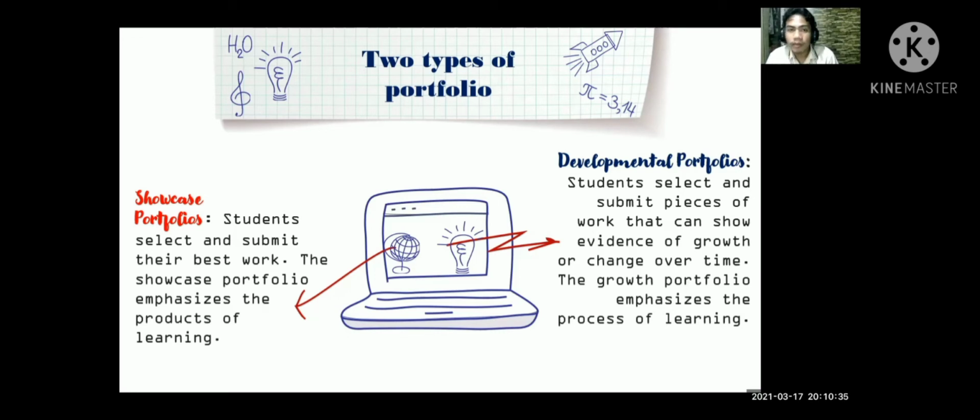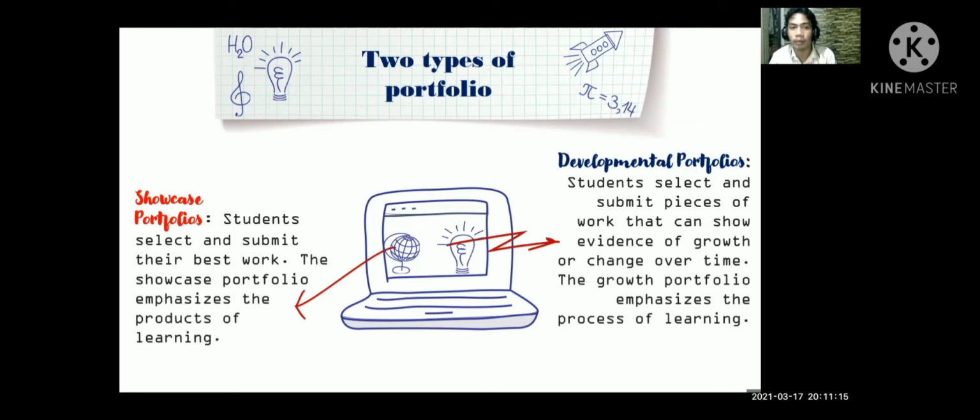So, the next one is developmental portfolios. Why is it called developmental? Because the students select and submit pieces of work that show evidence of growth or change over time. The growth portfolio emphasizes the process of learning. Unlike the showcase portfolio, in a developmental portfolio they include all the activities. Even if you failed, even if the grades were low, they put it there so they can see time by time whether it's improving. At first, the grade on quiz 1 was low, maybe just 3 out of 10.